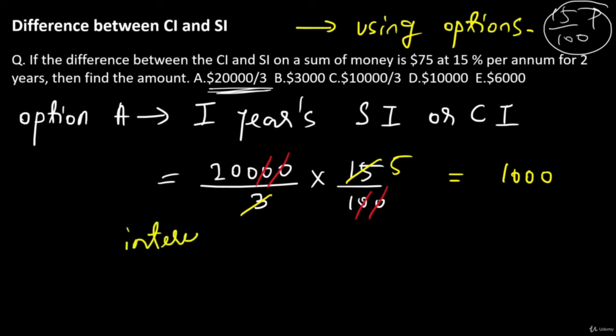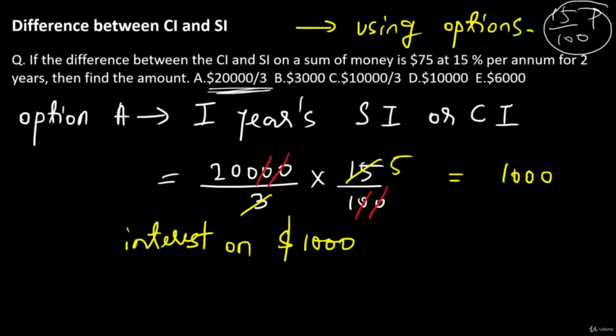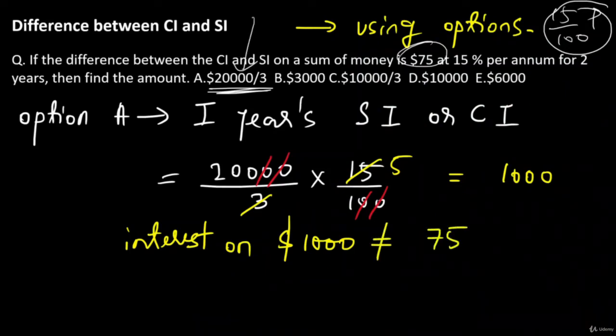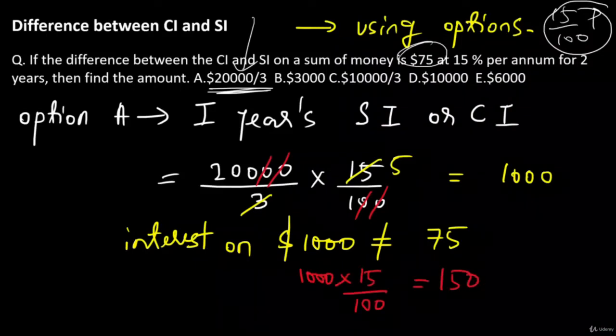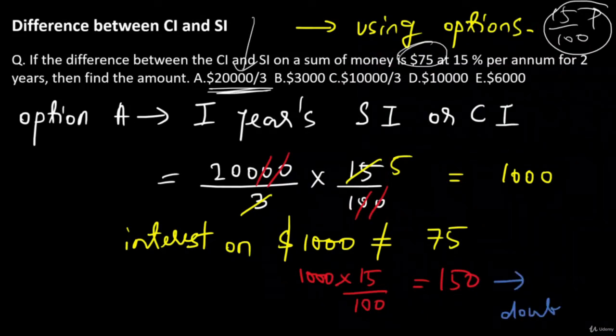So the interest on 1000 would be 15% of 1000, right? Now, 15% of 1000 has to be equal to 75 if this answer is correct, right? But you can see that 15% of 1000 is not equal to 75. 15% of 1000 in fact is equal to 1000 into 15 by 100, which is 150. You can see that 150 is double of 75. All right, so we can conclude that option A is wrong.